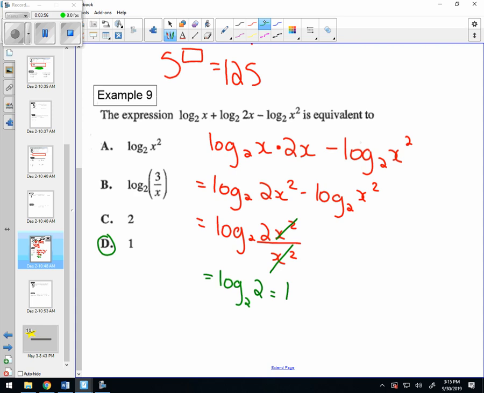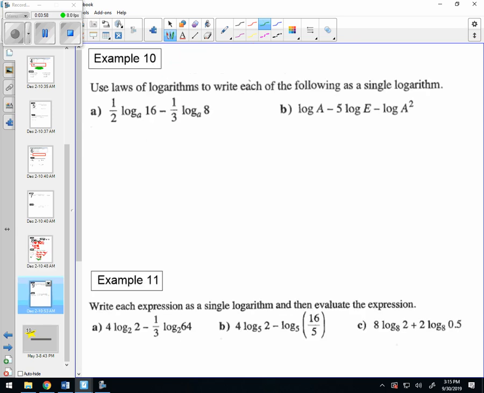2 more examples left. Use laws of logarithms to write each of the following as a single logarithm. These are very popular diploma questions, so make sure that you are familiar with how to simplify. So the first thing that you always want to do is if there are coefficients, bring them in as powers. So that's the third law. So I'm going to bring my 1/2 in, I'm going to put it as an exponent on the 16. So I have log a of 16 to the power of 1/2 minus log a 8 to the power of 1/3.